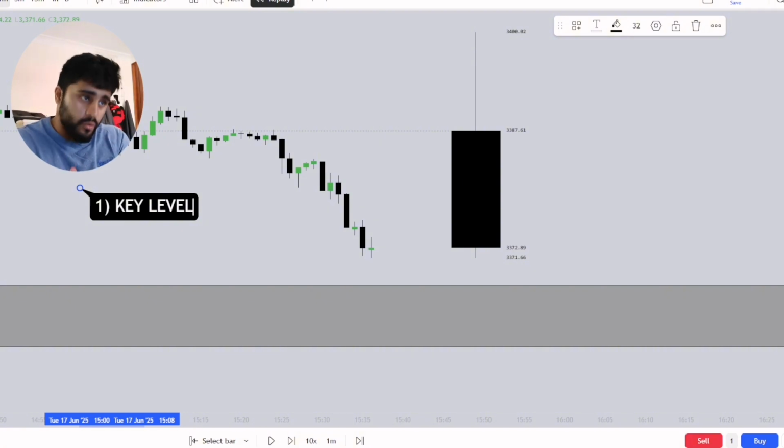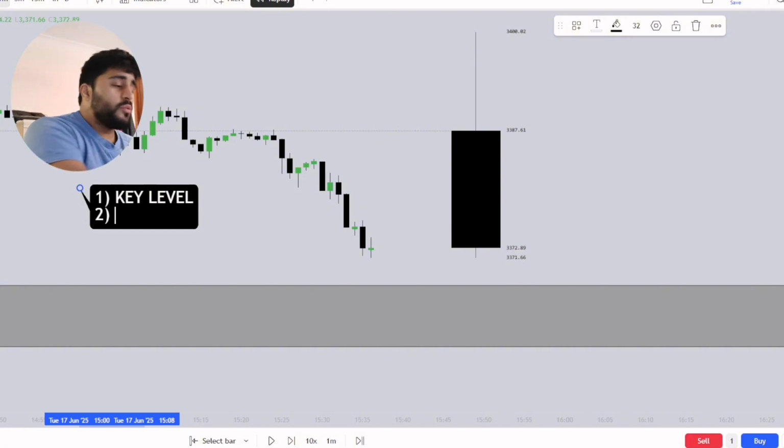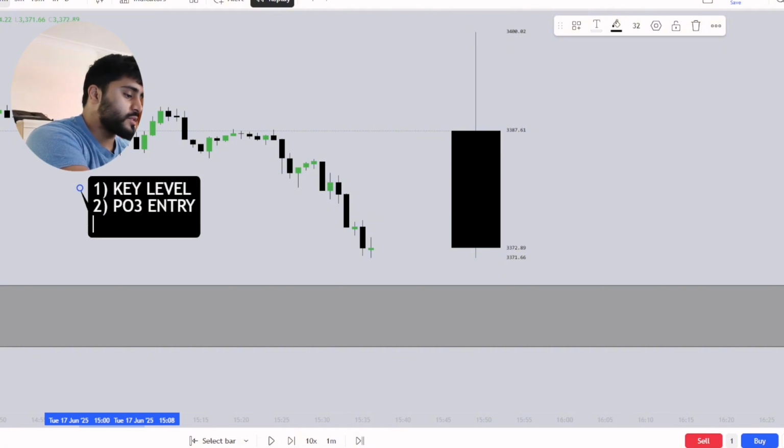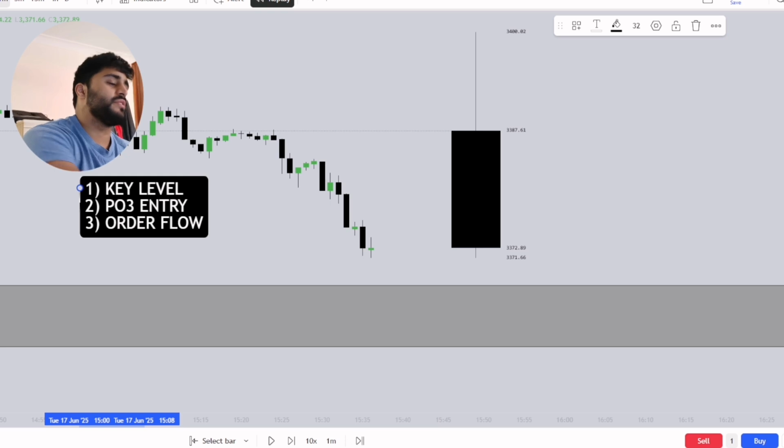It's that straightforward. The next thing you want to look for is what we call an entry inside of the POI. So that's linking on to number one, but we're looking for a PO3 entry. And I'm going to explain what I mean by a PO3 entry. I'm sure a lot of people can understand what that is. And the last thing is order flow. So order flow is what kind of brings everything together nicely.